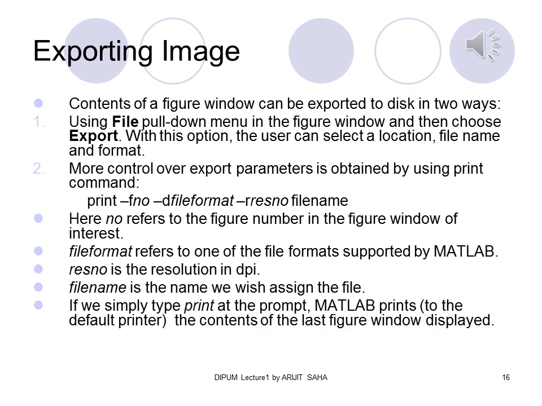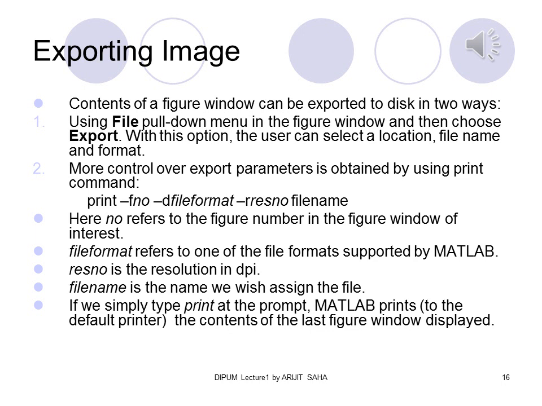Now we want to export an image. The contents of a figure window can be exported to disk in two ways. Use the File pull-down menu in the figure window and then choose Export. With this option, the user can select a location, file name and format. More control over export parameters is obtained by using the print command.